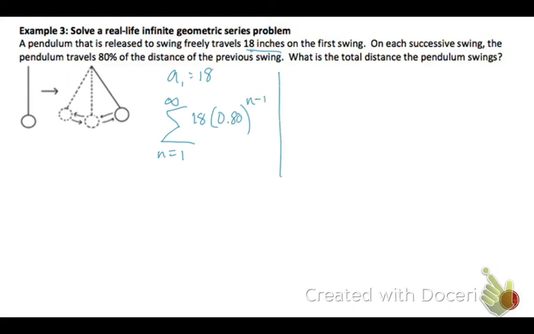Since our r value is less than 1, we will have a sum. Our first term is 18, over 1 minus our r value for our denominator, and that would be 90 inches. All right, that concludes our notes for Concept 31, Part B, how to find the sum of an infinite geometric series.